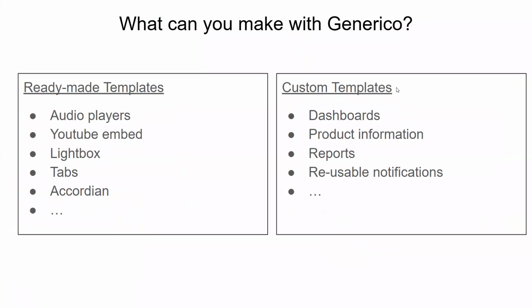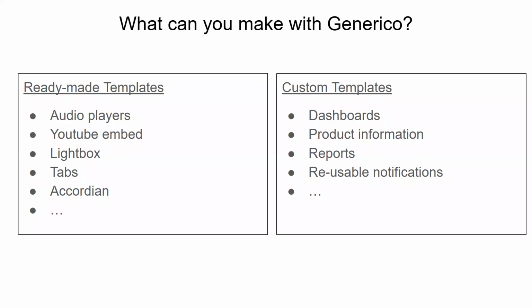So what can you make with Generico? Well, there are ready-made templates, audio players, lightboxes, tabs, accordions, and there are custom templates that you make yourself. Since I made Generico in 2014, similar filter plugins have come out, notably the filter codes plugin and the shortcodes plugin, and they do something similar. They take a string that you put on the page, and they turn that into something exciting. So Generico isn't the only one that can do that, but where Generico is really quite special is the ability to make custom templates.